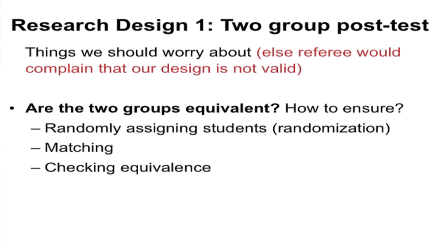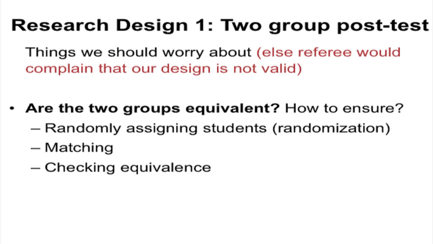However, it might happen many times that you are not able to do the random assignment. So, for example, let's say you teach two sections of a course in your college, and the only way you can implement two groups is if you give one section one treatment and the other section a different treatment. So here there is no possibility of mixing up and doing random assignment. What you need to do in that case is make sure that the two groups are matched, and you have to check the equivalence.